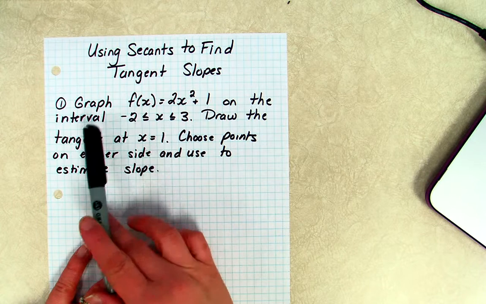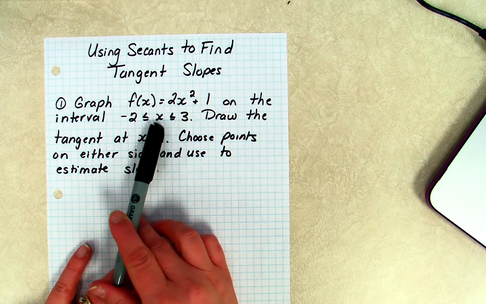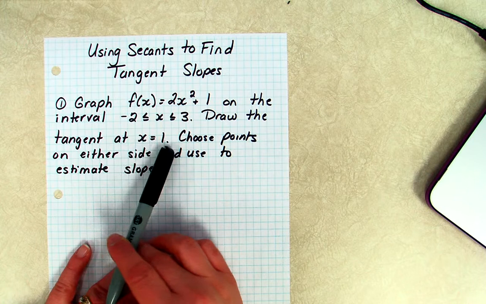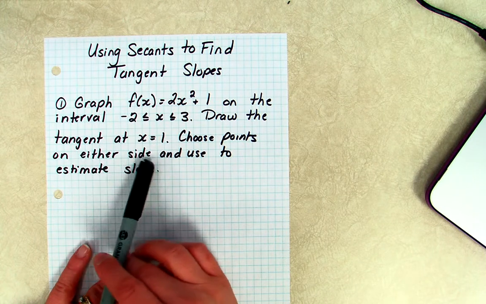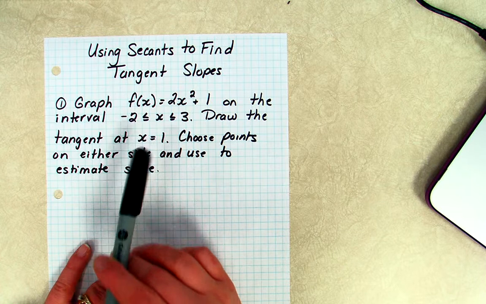So here we have a question and we're going to graph f at x equal to 2x squared plus 1 on the interval -2 to 3. So this is our domain because it's the x. Draw the tangent at x equal to 1. Choose points on either side and use them to estimate the slope at x equal to 1.